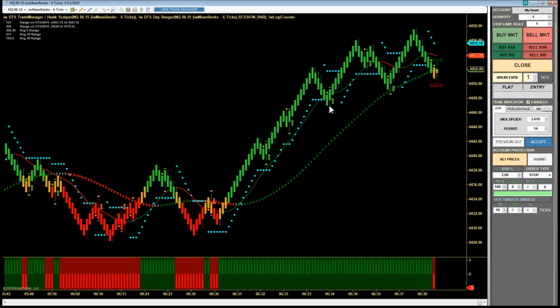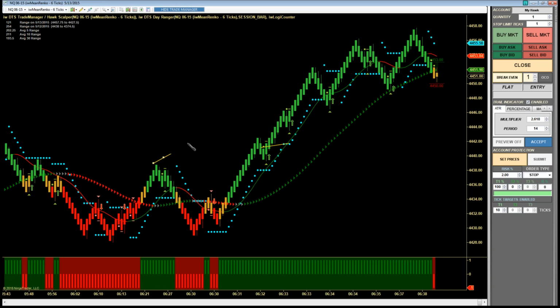Yeah, the mean Renko bars, they incorporate the best elements of a range bar and a candlestick. So very, very good chart style.